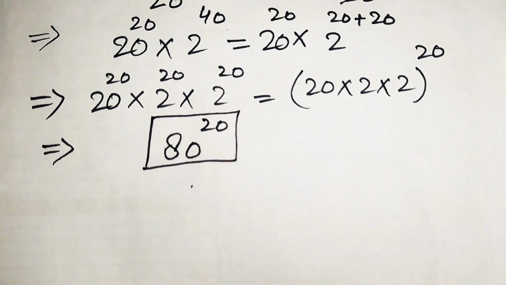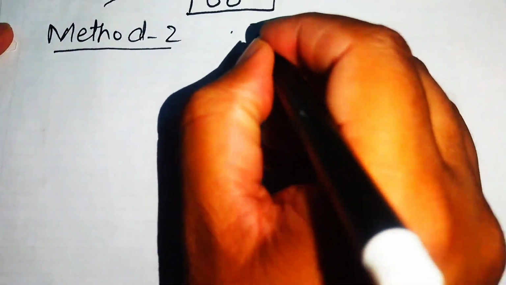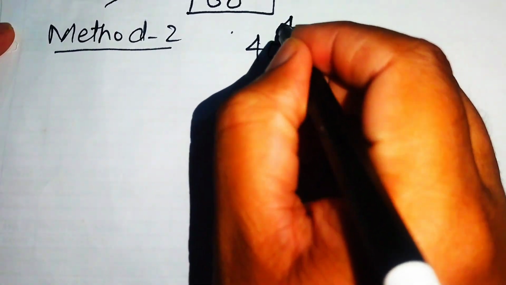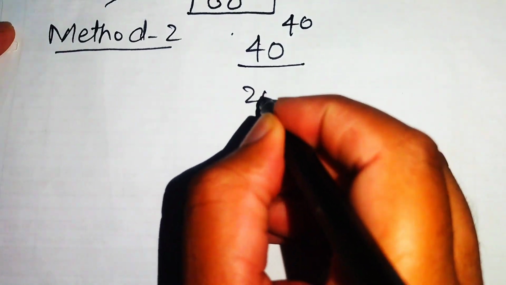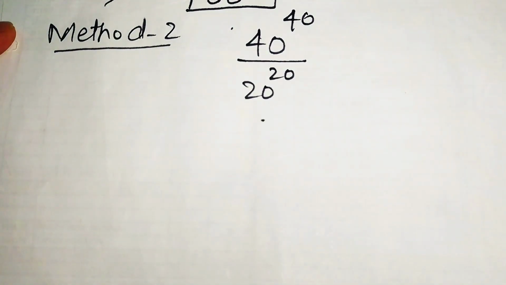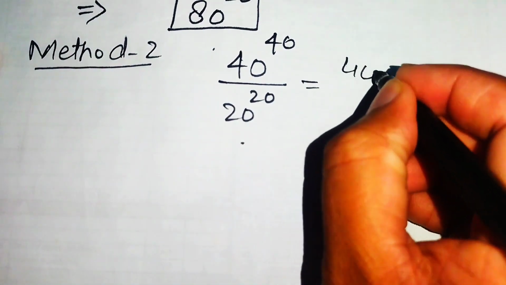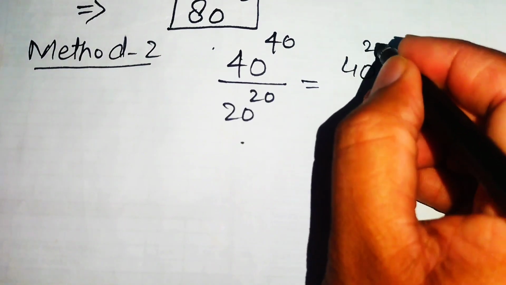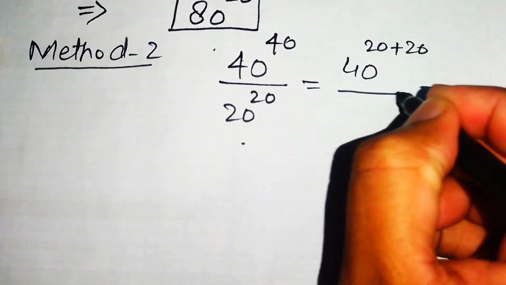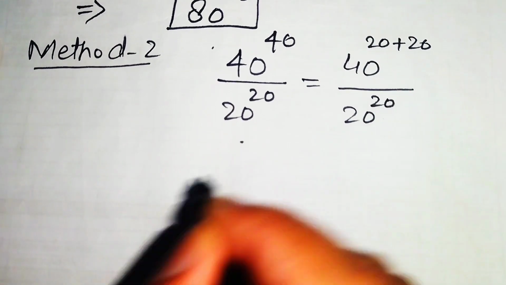So this is our first method, and now we solve this problem again by using method number 2. So in the second method, we first copy down the question statement, and our question statement is 40 to the power of 40 divided by 20 to the power of 20. So in the second method, here we just break the exponent of this term, and we write it as 40 and its whole power 20 plus 20, divided by 20 to the power of 20.